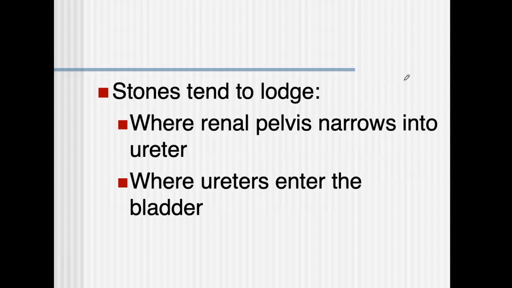So where would these stones lodge? Well, they tend to lodge where the renal pelvis narrows into the ureter in the kidney. Very painful. Or where there's another narrowing, which is where the ureters enter the bladder. And these are common regions to have these stones lodging.